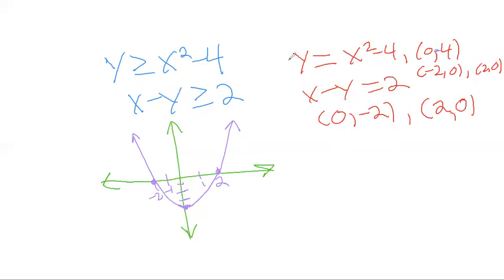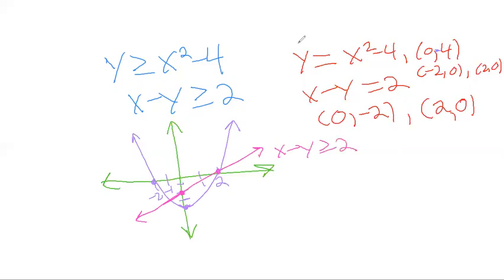Now, let's graph x minus y is greater than or equal to 2. And since there's an equal sign in here again, it's going to be solid. So 0, -2, so 0, -1, -2. And then I'm going to have the point 2, 0 right there. So this is the graph x minus y is greater than or equal to 2.